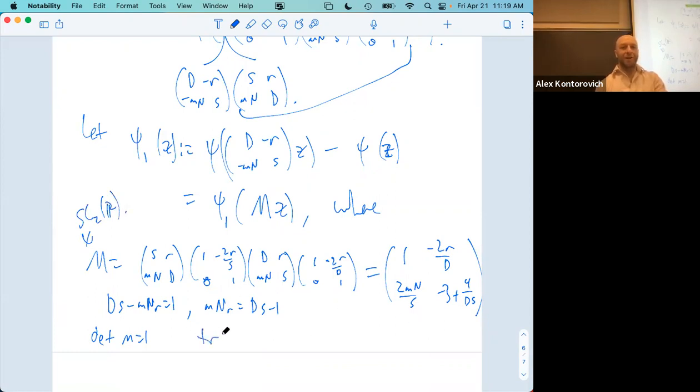What's the trace of the matrix? It's negative 2 plus 4 over a product of 2 odd primes. That trace is a real number between negative 2 and 2, strictly. What kind of matrix is M?